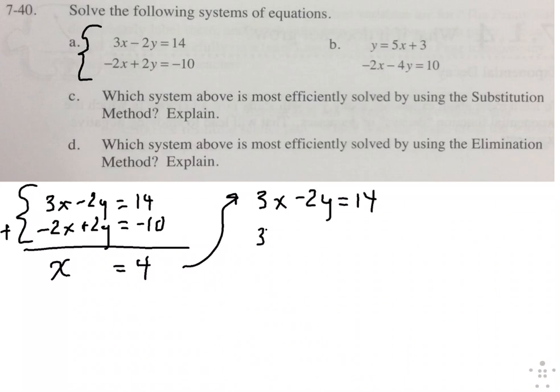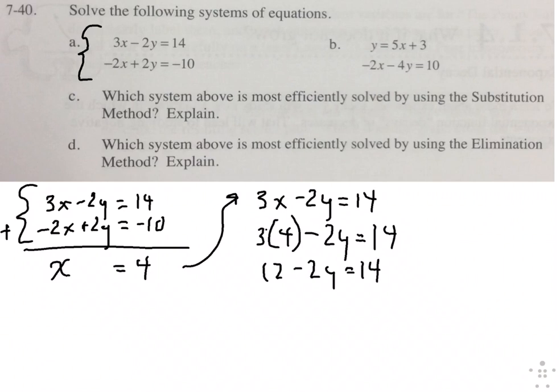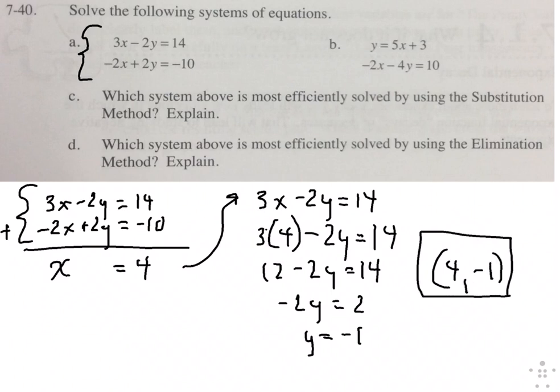So x is 4: 3 times 4 minus 2y equals 14. 12 minus 2y equals 14. Subtract 12 from both sides: negative 2y equals 2. y equals negative 1. So my ordered pair is (4, negative 1) for part A. That's the solution to the system.